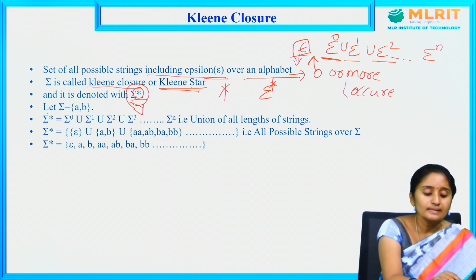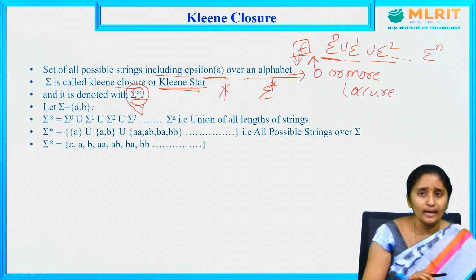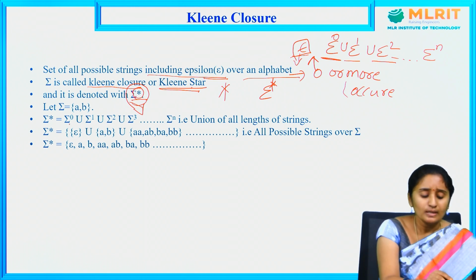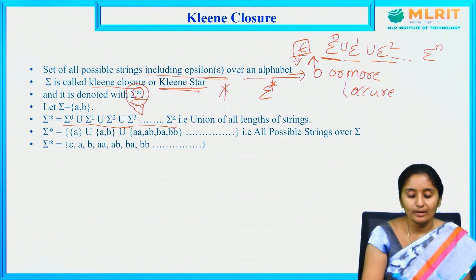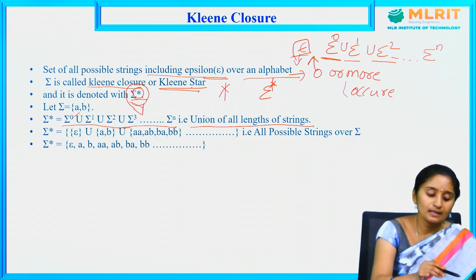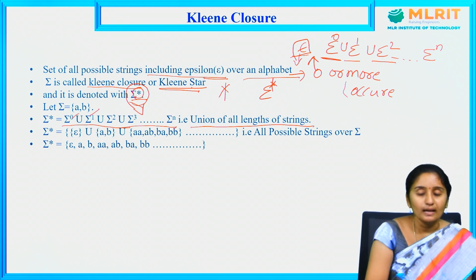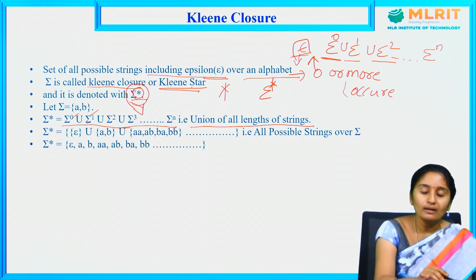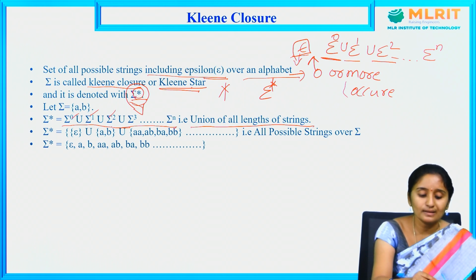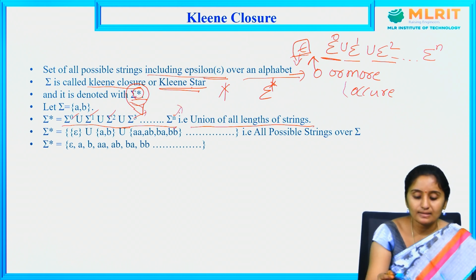For example, let sigma equal to a comma b. Then sigma star is equal to sigma power 0 union sigma power 1 union sigma power 2 union sigma power 3, and so on up to sigma power n. It is the union of all lengths of strings. 0 represents the string length 0. 1 represents string length 1. Sigma power 2 is strings of length 2. Sigma power 3 is 3 length strings, and n is n length strings.